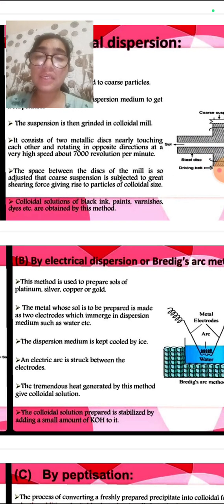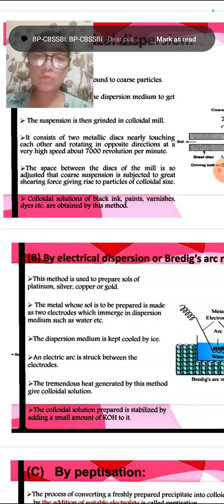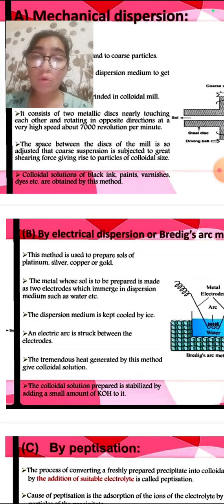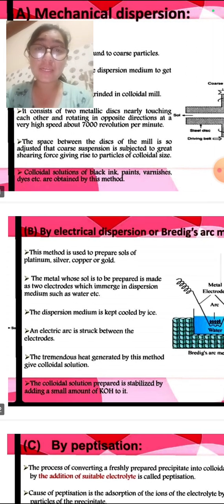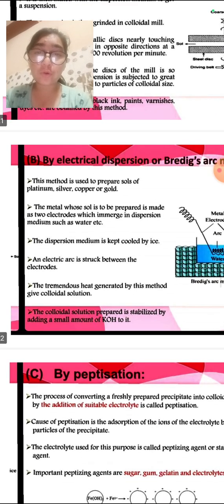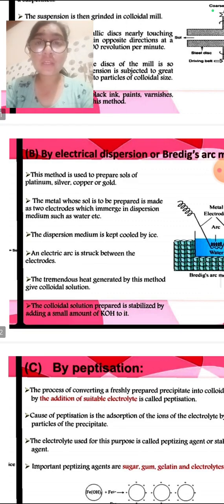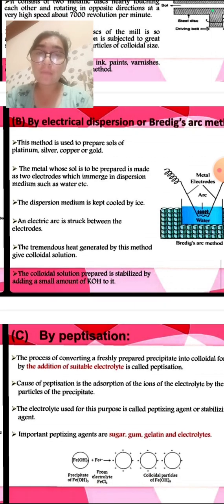Now the second method: electrical dispersion or Bredig's arc method. This method is used to prepare sols of platinum, silver, copper, or gold. The metal whose sol is to be prepared is made into two electrodes which are immersed in a dispersion medium such as water. The dispersion medium is kept cooled by ice. An electric arc is struck between the electrodes. The tremendous heat generated gives the colloidal solution. The colloidal solution prepared is stabilized by adding a small amount of KOH to it.